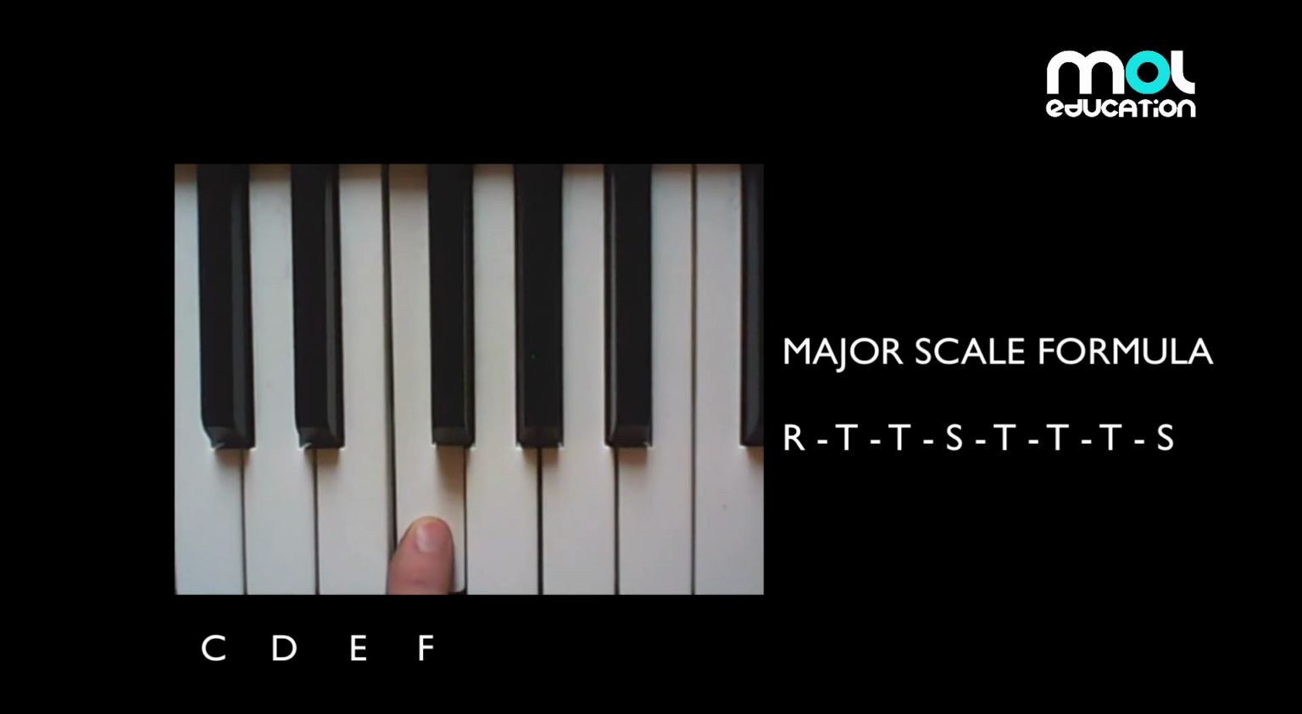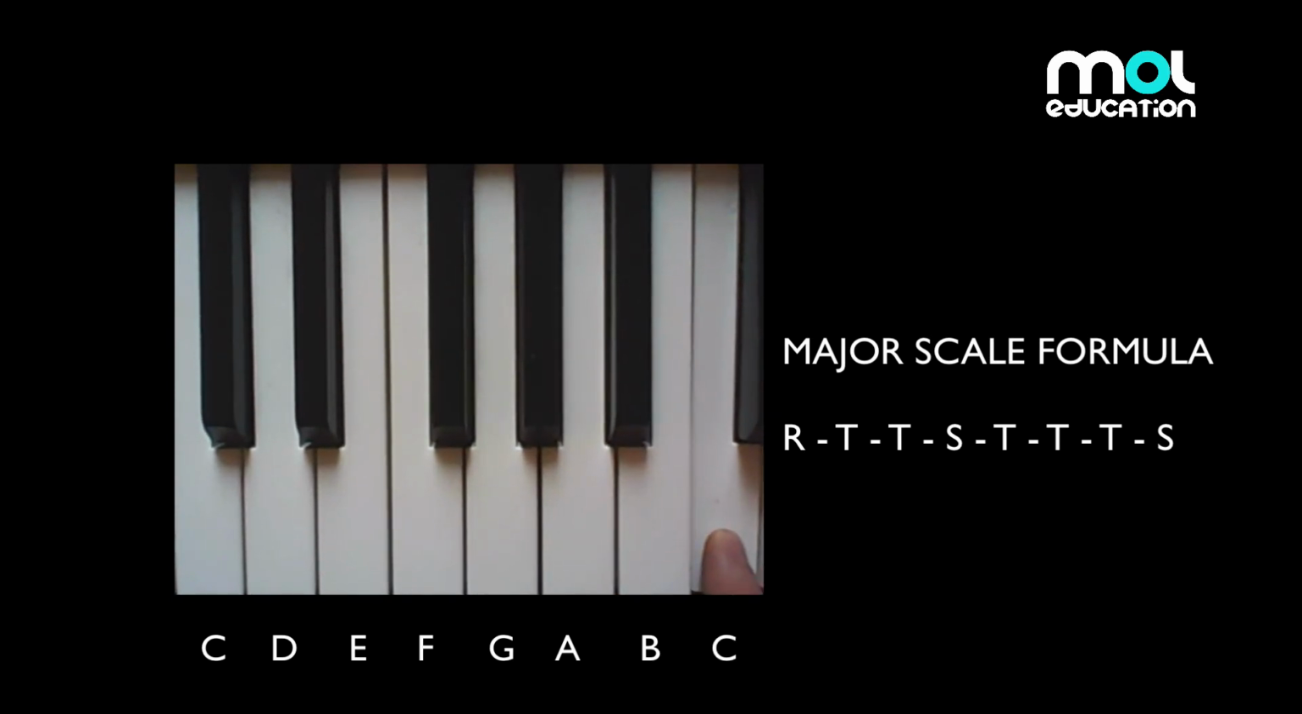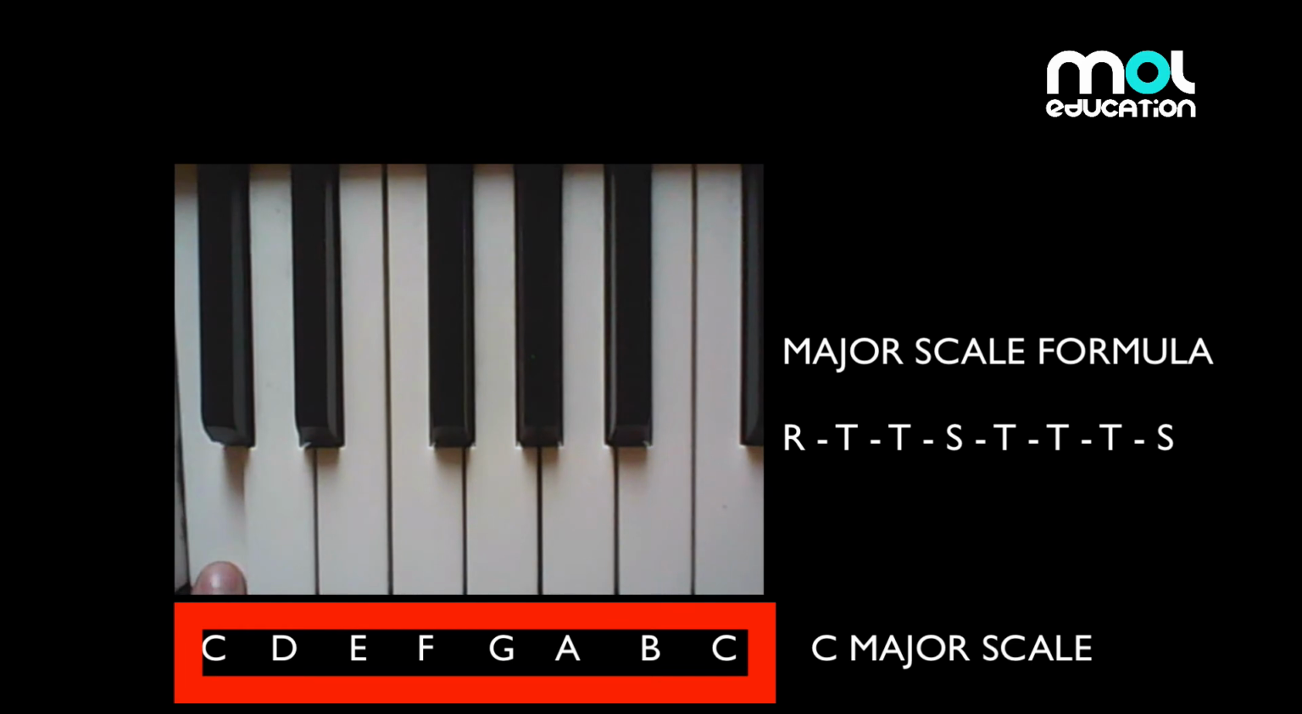Then we have a full tone, 1, 2. Then another full tone, 1, 2. Then another full tone, 1, 2. And then 1 final semitone on the end, which takes us back to our C. That major scale sounds like this.